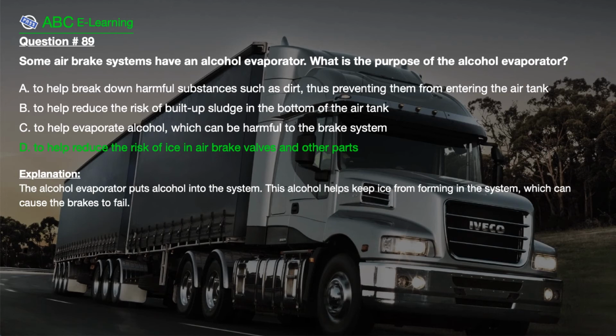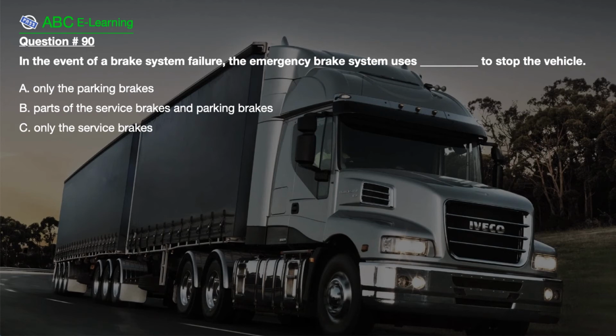Question number 90. In the event of a brake system failure, the emergency brake system uses what to stop the vehicle? A. Only the parking brakes. B. Parts of the service brakes and parking brakes. C. Only the service brakes.